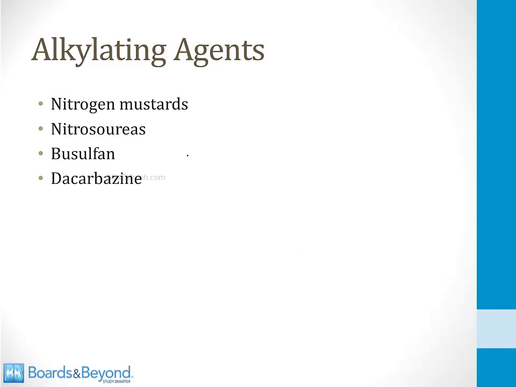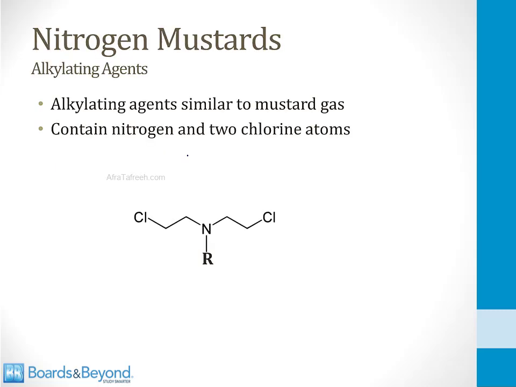There are a number of different drugs that function as alkylating agents. I'll focus on the ones listed on the slide here in this module. So we'll begin with the nitrogen mustards, which are alkylating agents that have a structure similar to mustard gas. You may know that mustard gas was used for chemical warfare in World War I. Modified versions of the mustard gas molecule have led to the development of alkylating agents used for chemotherapy.